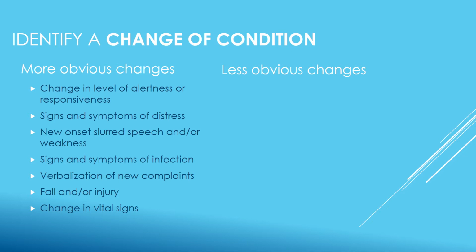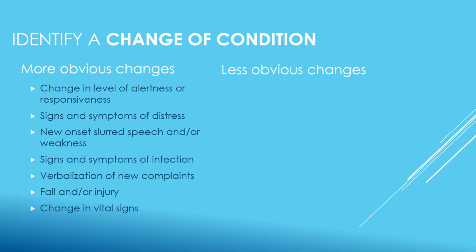Much of the concurrent reviews, or SBAR documentation, relates to obvious changes. We can tell by looking at someone that something is wrong, such as seeing that there is a change in a resident's level of consciousness or that there is respiratory distress. We can also identify these things by listening to what the resident is telling us, or by what the resident reports.